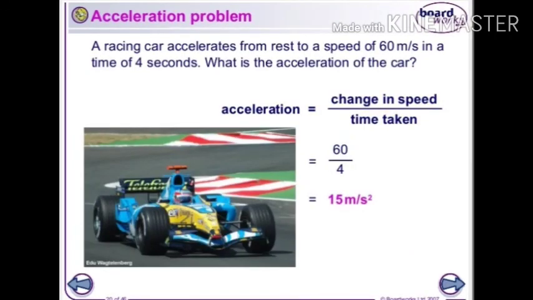Let's take a problem. A racing car accelerates from rest to a speed of 60 meter per second in a time of 4 seconds. What is the acceleration of the car? So acceleration is equal to change in speed, means final minus initial. 60 minus 0 is 60 divided by time, that is 60 by 4, it is 15 meter per second square.